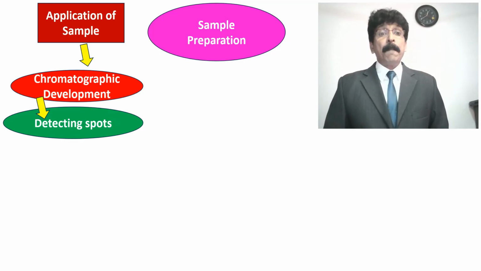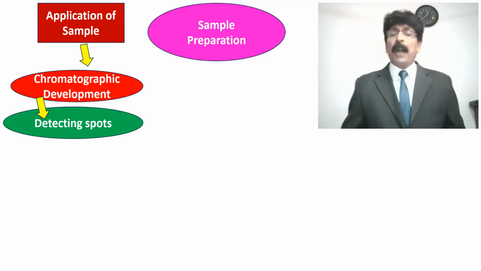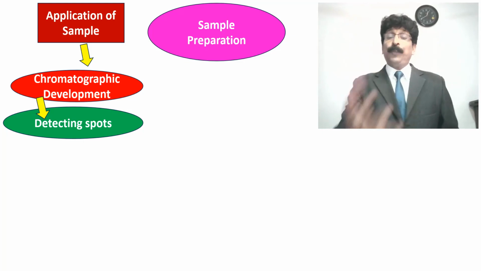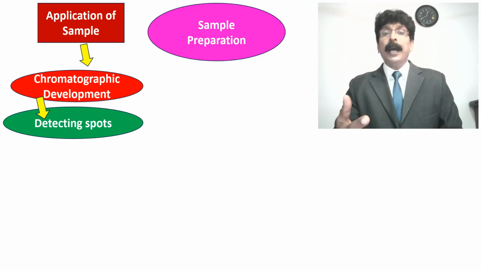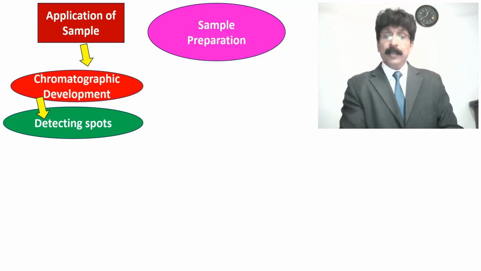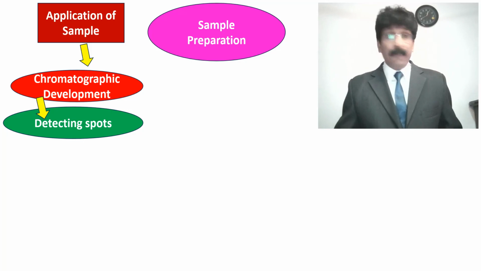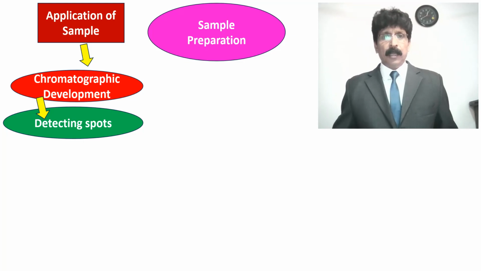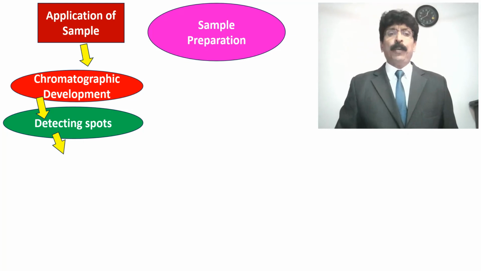Next step, detecting the spots. Even there we detected the spots by means of reagent spraying, and we also know it is possible to go for a UV light chamber. If you show it, we can see the spots. If it has a fluorescent nature, it is possible for you to detect the spots. Otherwise, you should use detecting reagents to be sprayed over it.